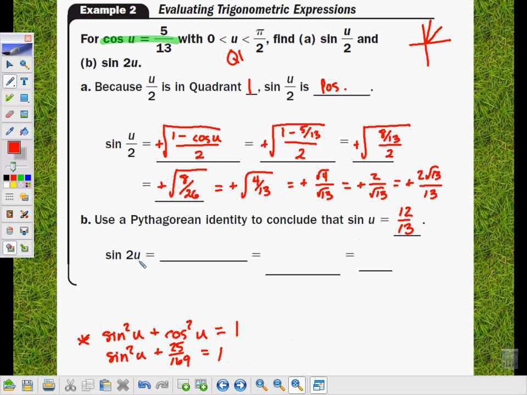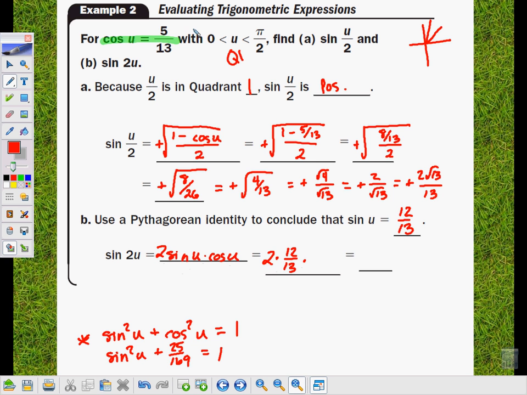Now sine 2u, all right. Well, we take a look at our formulas from the beginning of the lesson. Sine 2u is going to become 2 sine u times cosine u. And that's why we needed to know the sine u. It wasn't just for fun. It was to finish this formula out. So this gives me 2 times sine of u is 12/13.